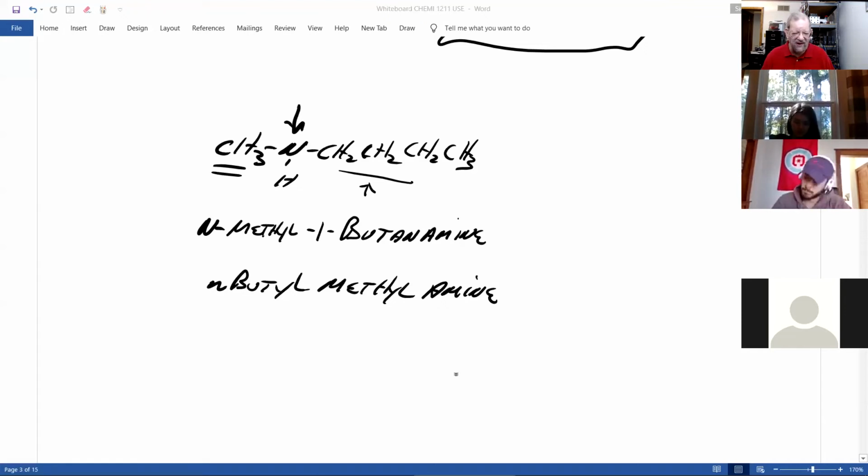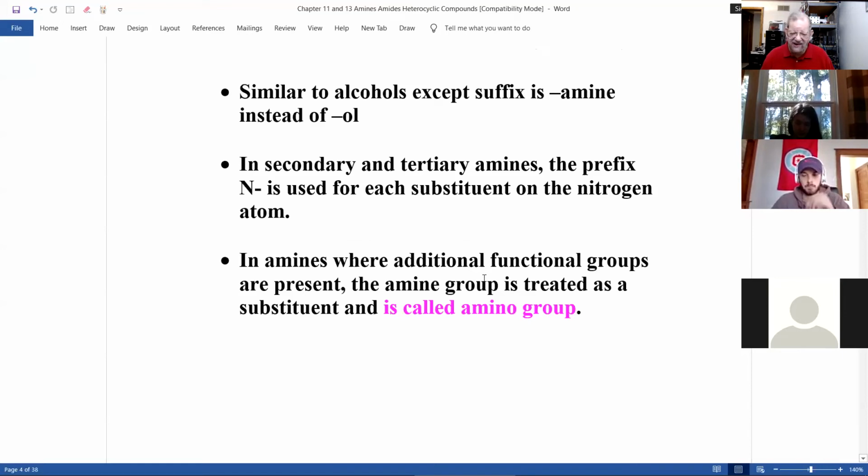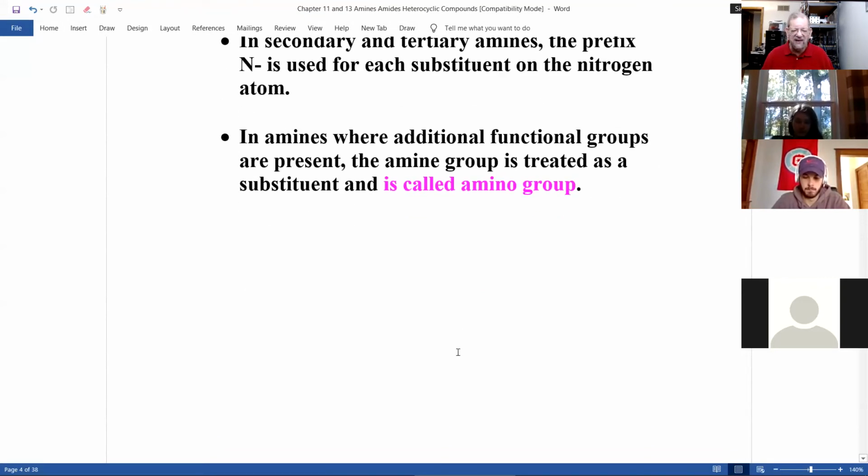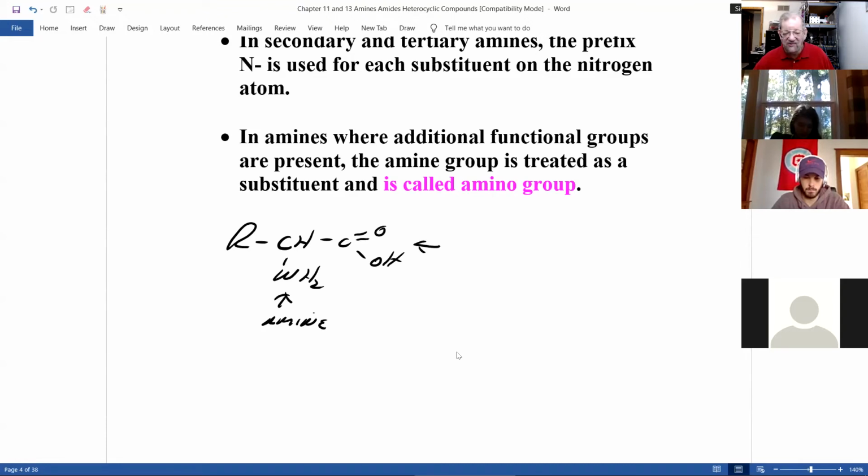Now, one thing I should point out, this switch is off, but I thought I'd tell you: when amines are in molecules where additional functional groups are present, the amine group is treated as a substituent, and it's called an amino group. And where does that play a role? In this type of molecule. And notice we have an amine and a carboxylic acid.